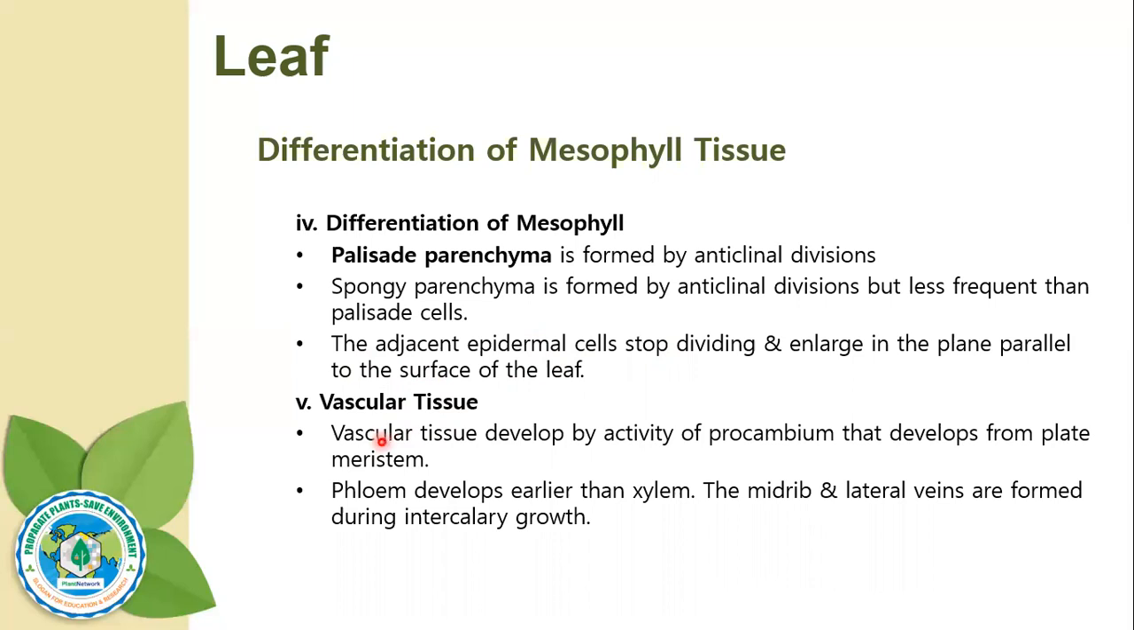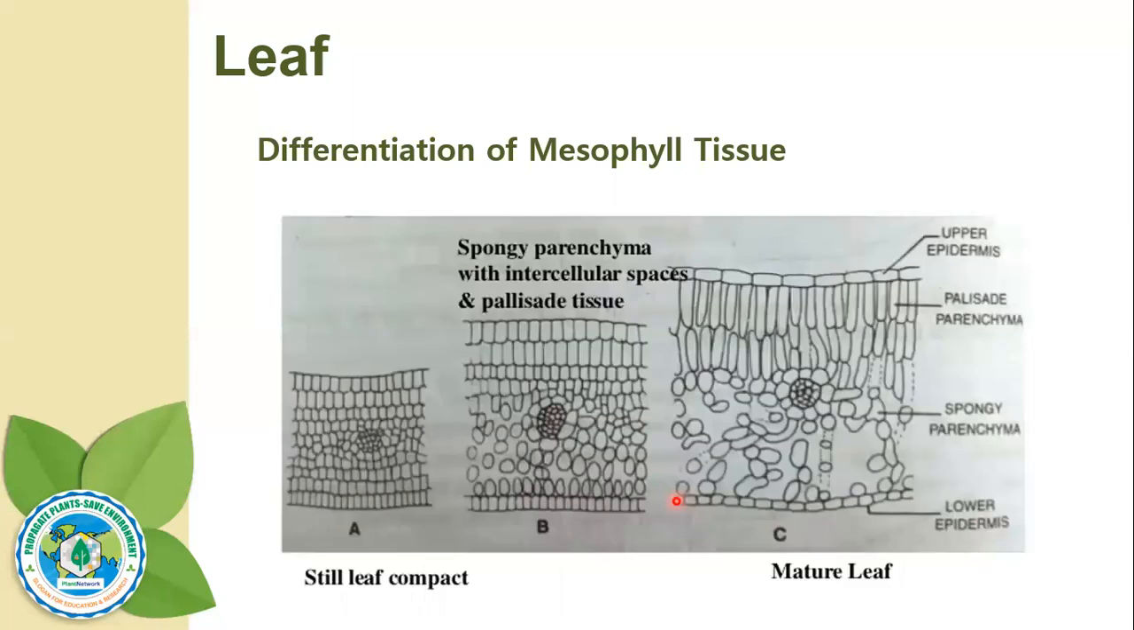The vascular tissue develops by the activity of the procambium that develops from the plate meristem. The phloem develops earlier than the xylem. The midrib and the lateral veins are formed due to the intercalary meristems. This slide shows the differentiation of the mesophyll tissue systems. This is A, B, and C.